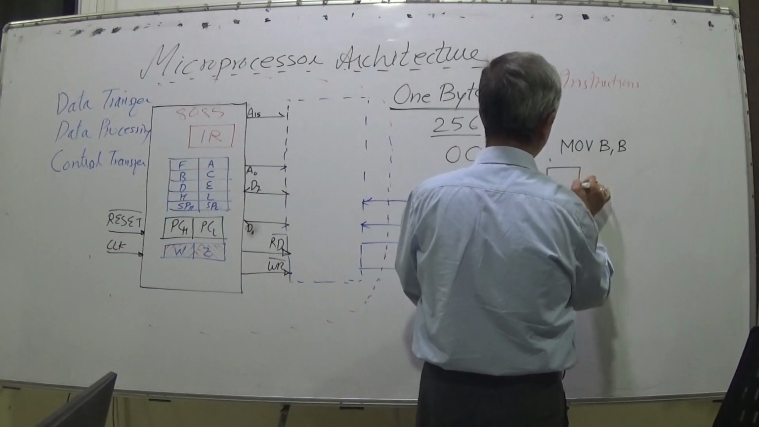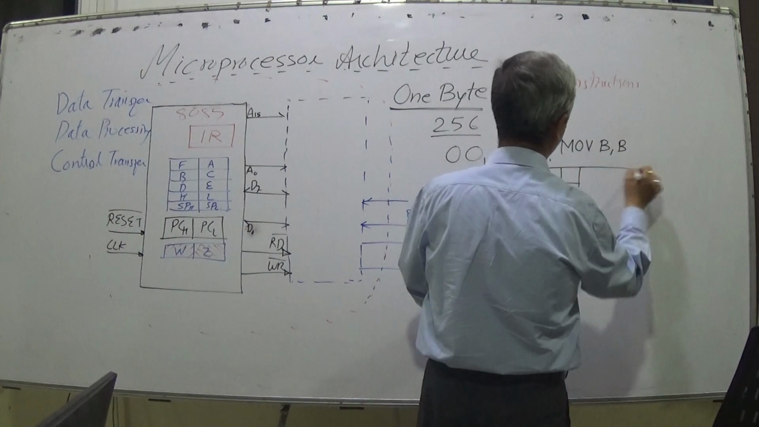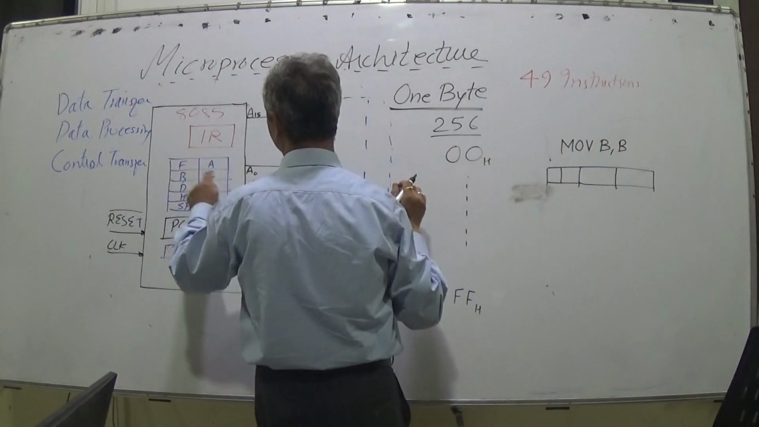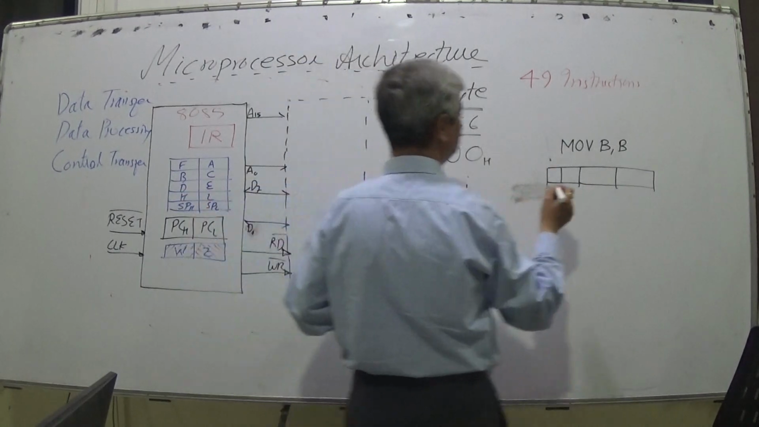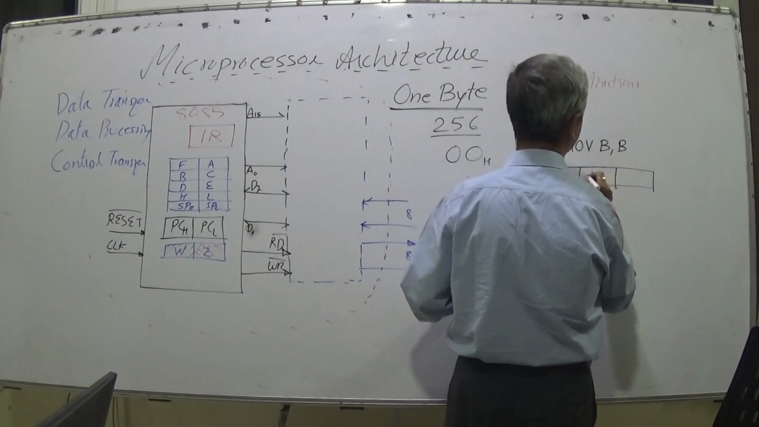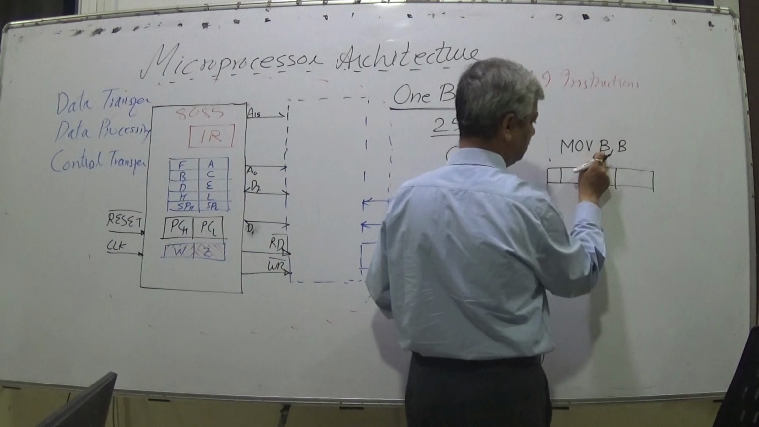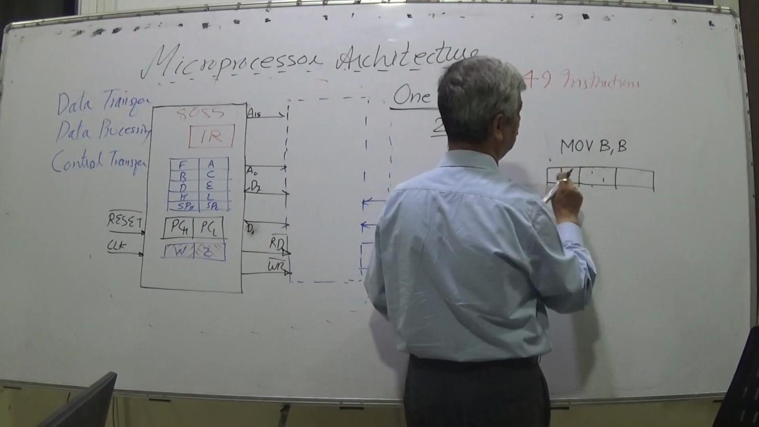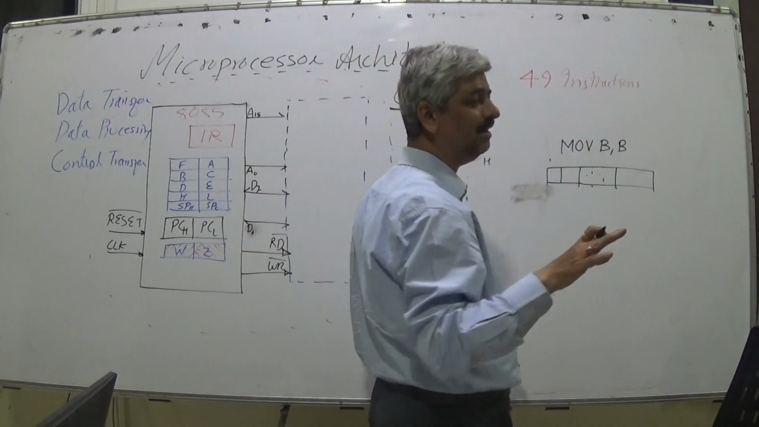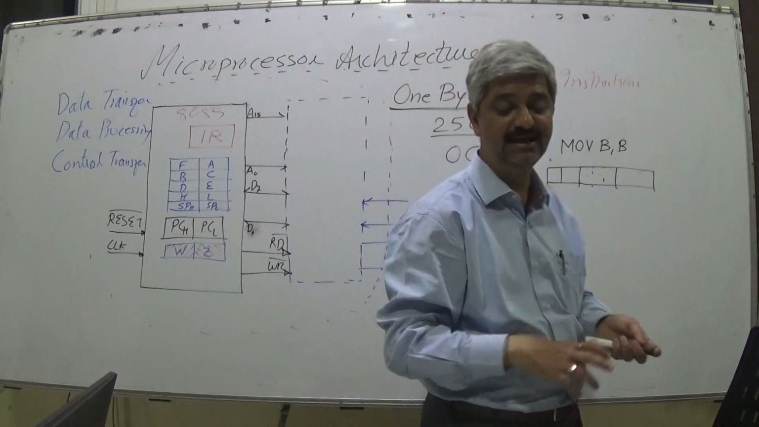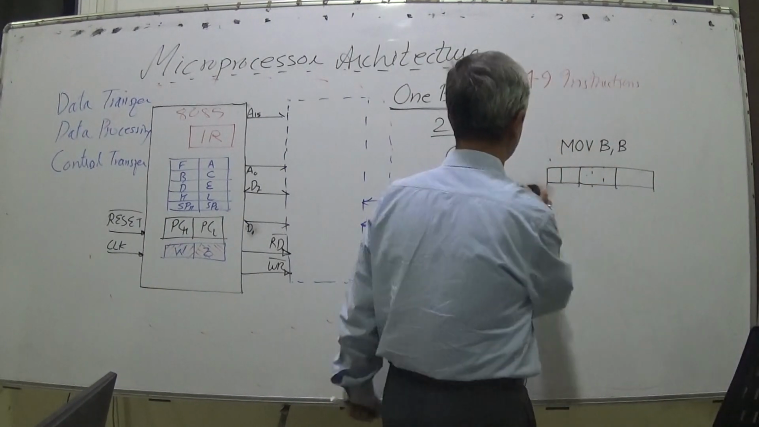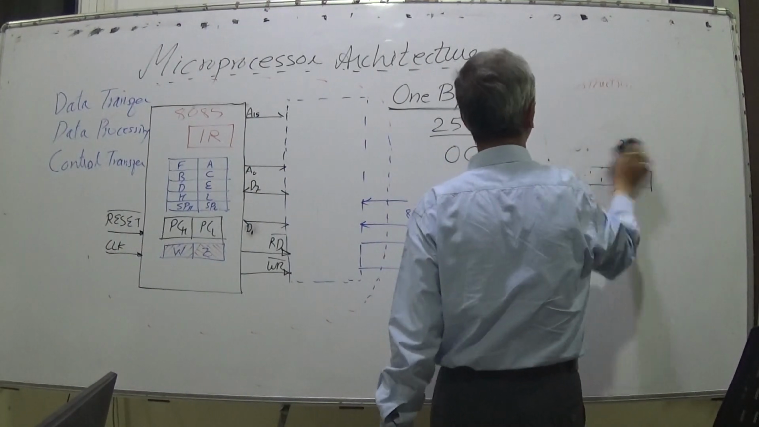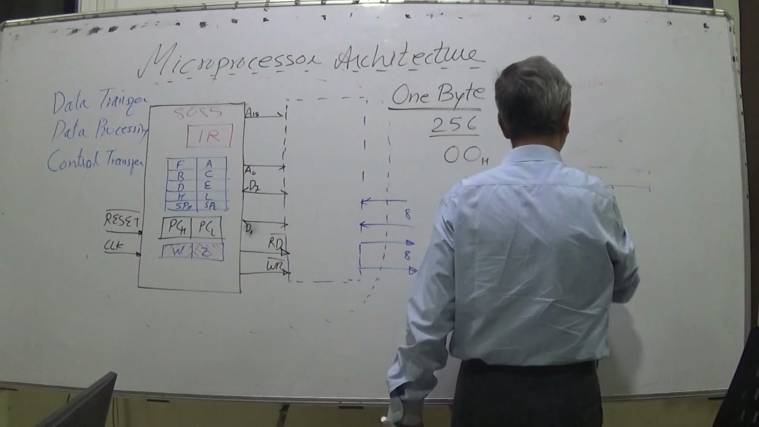are fixed, and then you use 3 bits to encode one register, that is the destination, and 3 bits to encode the source, and these 2 are fixed. So there are a total of 49 data transfer instructions. Out of 256 instructions, you use 49 for that.